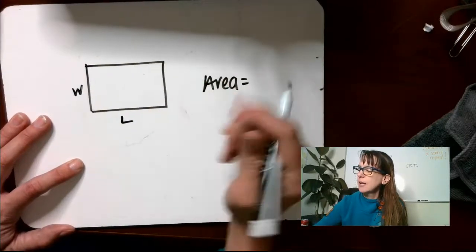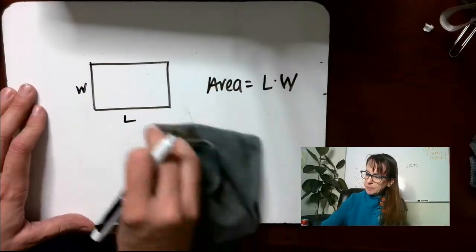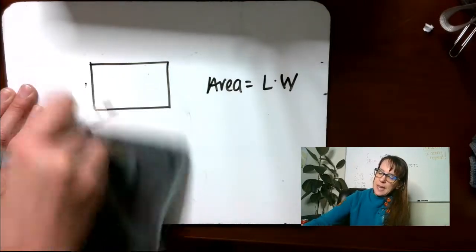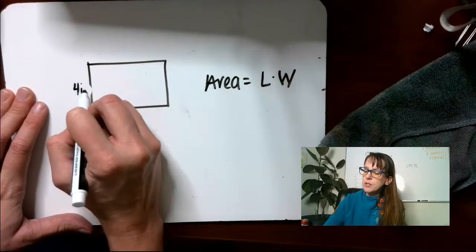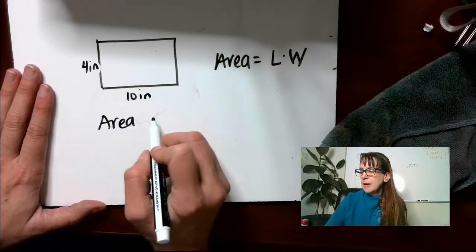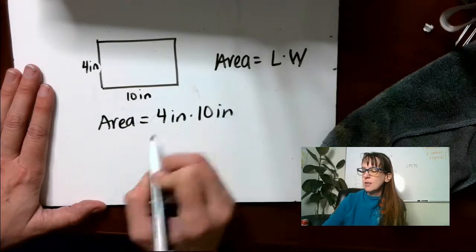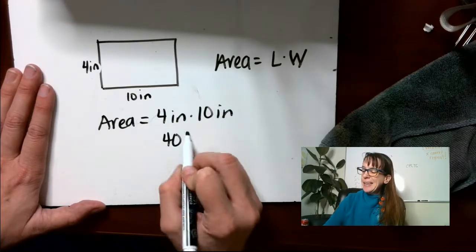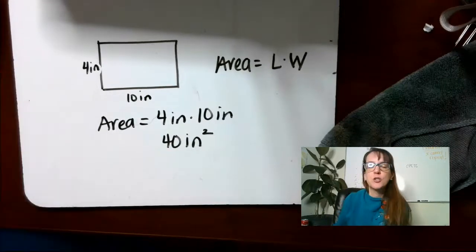I should say it like this. Area equals length times width. So let's say I have this rectangle here, and it is 10 inches long by 4 inches tall. The area of this thing would be 4 inches times 10 inches, which gives us 40 inches squared, because inches times inches are inches squared.